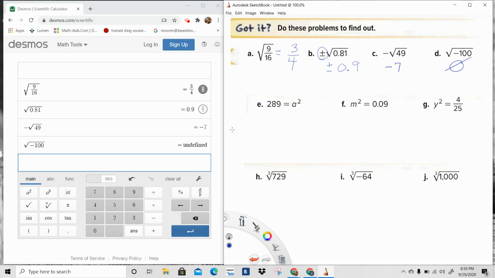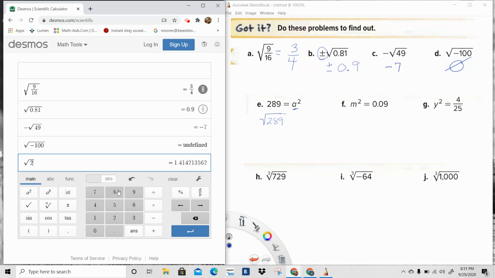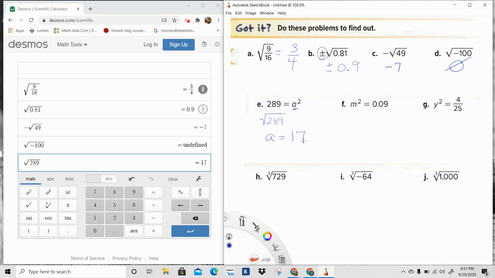When we come down to the next set of examples and got it problems, they're showing us these little equations. And I talked to you guys on the earlier video how you want to solve this. They're asking us what number squared is equal to 289. So to find out what number squared equals 289, we need to find the square root of 289. So I'm going to come over to my calculator. I'm going to press my square root button. I'm going to type in 289, and I find out that the square root of 289 is 17. So we know that A equals 17.